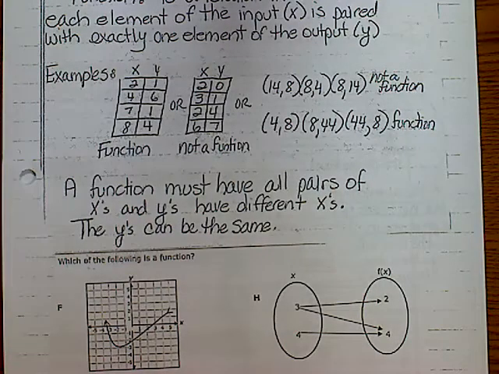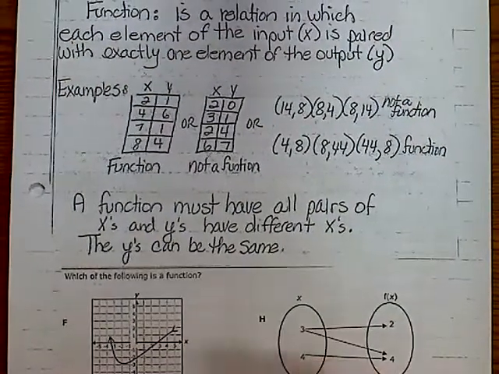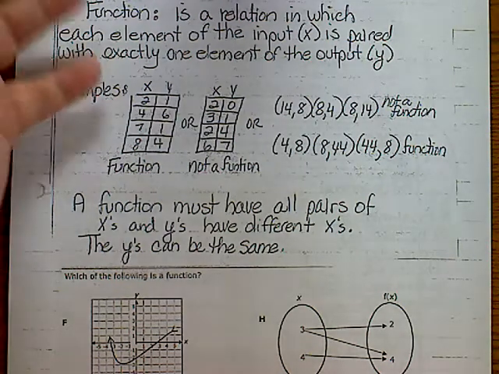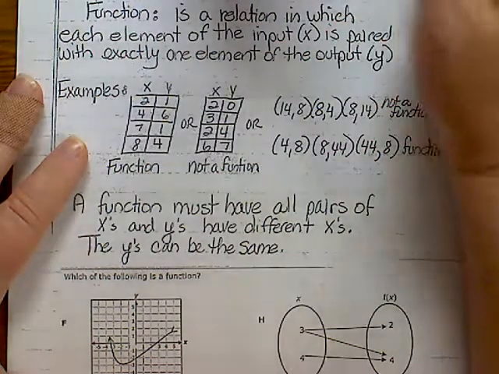We are on number 4. Functions. A function is a relation, and this is the formal definition, and I know, formal definition, heaven forbid, okay? But it's a relation in which each element of the input, which is your x values, that's also called your domain, is paired with exactly one element of your output, which is y, and that's known as your range, okay? So what all that says is that you have x's and y's.